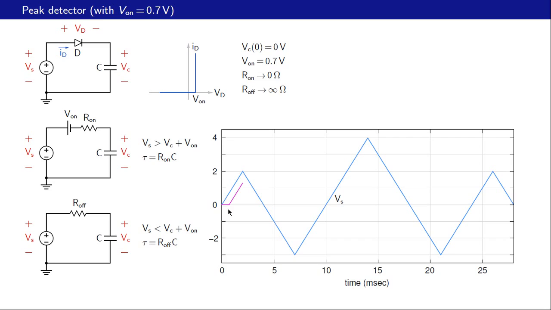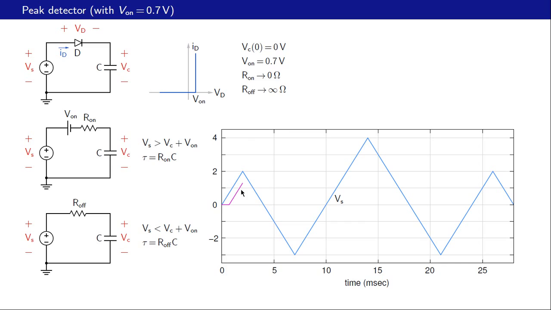And now when Vi or Vs becomes 0.7 volts, at that time the capacitor voltage would simply follow the input voltage. Why? Because the time constant for that process is very small, ideally 0. But it will follow the input voltage with a difference of 0.7 volts because this voltage here is not Vs but Vs minus V on, and that is this straight line here.